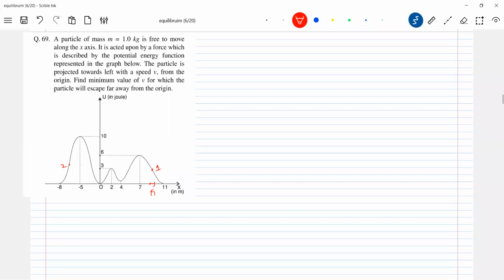At 2, what is the slope? Positive. So the force acting will be in this direction. Sir, what about here? Okay, let it be. Let me take 3, some 0.3. So at 3 again, what is the slope? Slope is negative. The force will be positive. So tell me what I should do here now.